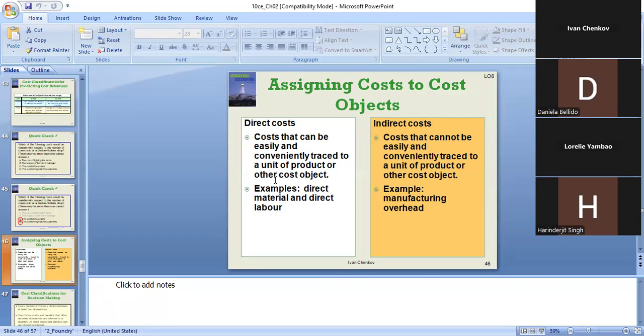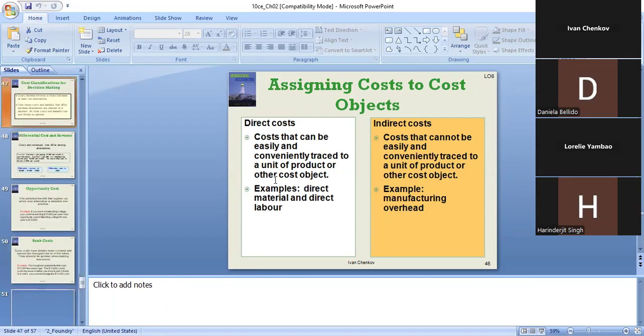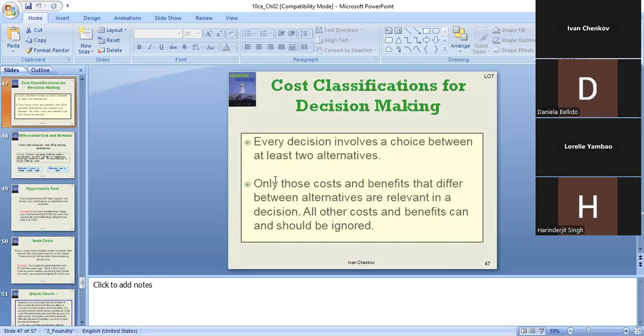Direct labor, direct cost. Why? Because it says direct labor. Adjective in front of the cost, labor, is direct. So for that reason, direct cost. Indirect cost. Anything that doesn't say direct is indirect. What that means? That means that indirect material is indirect cost. Indirect labor, indirect cost. Manufacturing overhead, indirect cost. Now for the decision making, we're gonna have a different classification.